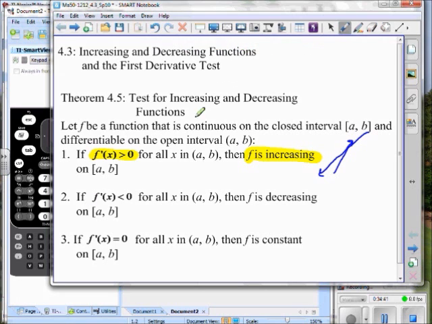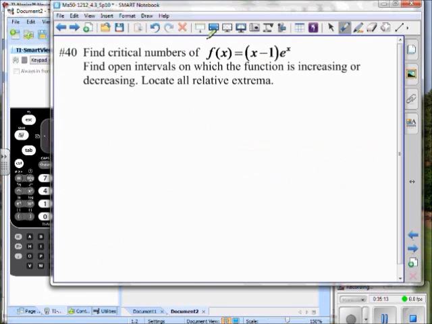If the derivative is negative, is it a surprise that the function is decreasing? If the derivative is 0, it says it's constant. In other words, it's neither increasing nor decreasing. We know from what we've been looking at that that means it has an extrema. Okay, so this work really is not that new to us. We've been working around through it for quite a while.